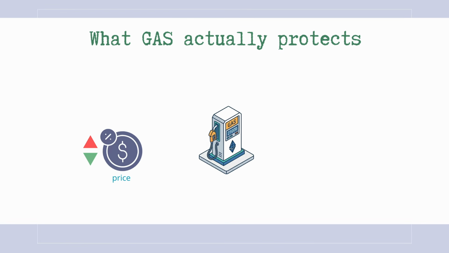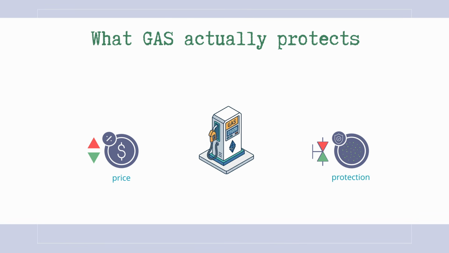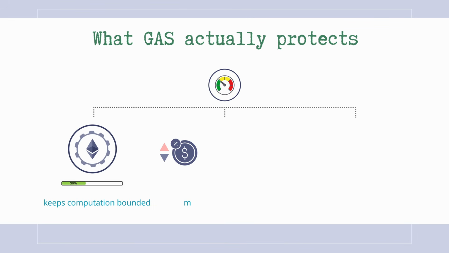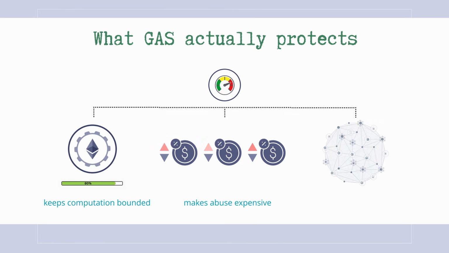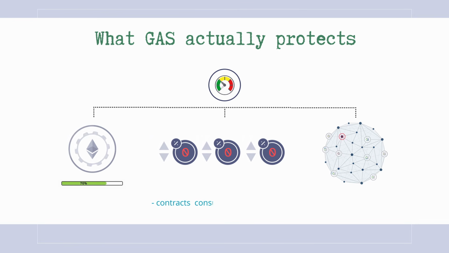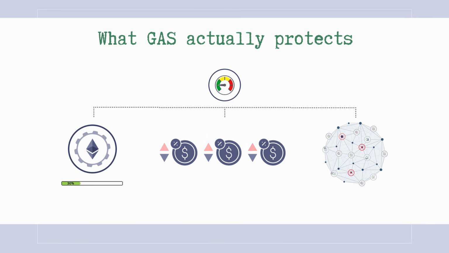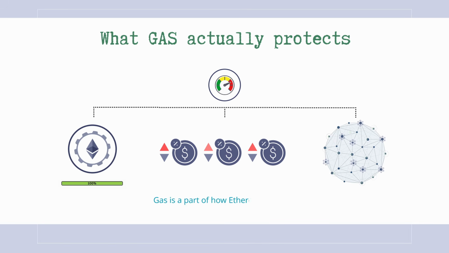But price is not the only reason gas exists. It also protects the network. Gas protects 3 things. It keeps computation bounded, it makes abuse expensive, and it helps allocate limited block space. Without gas, contracts could consume excessive resources. Network operation could degrade. Execution would become far less predictable. Gas helps make decentralized computation workable. It is not an extra tax layered on top of Ethereum. It is part of how Ethereum functions.